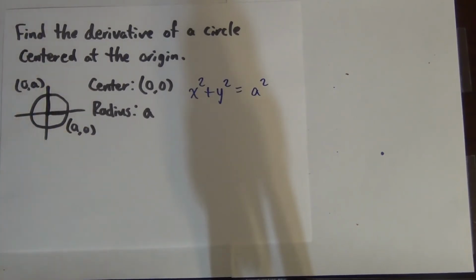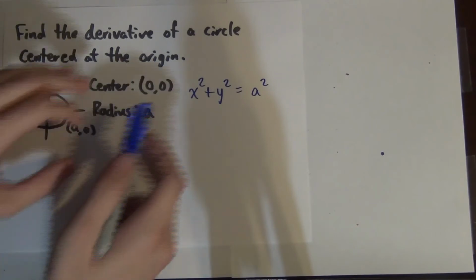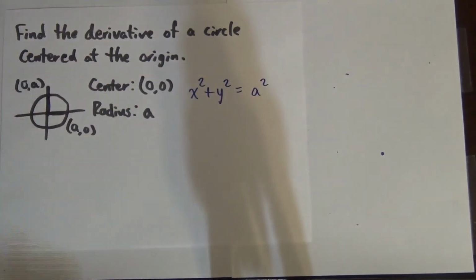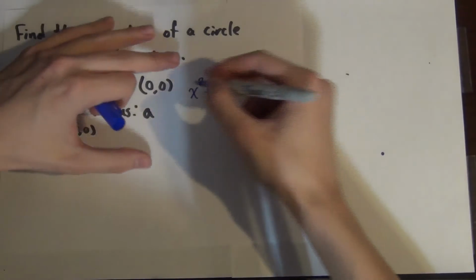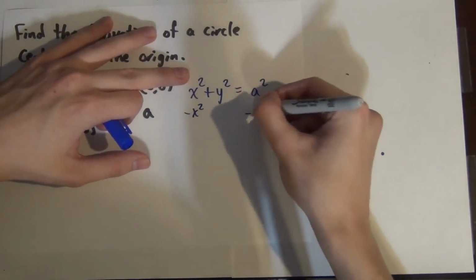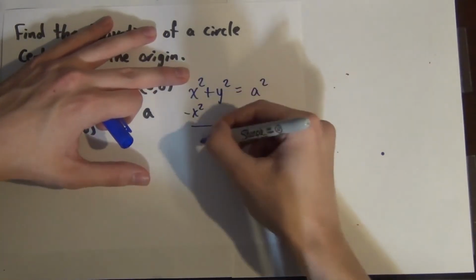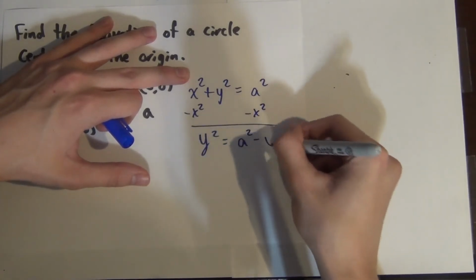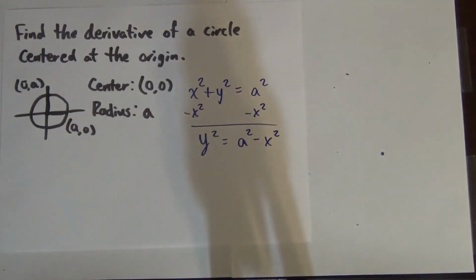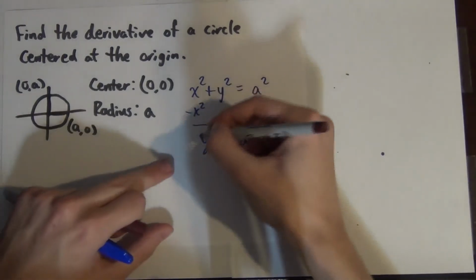Now I want to differentiate this. Well, I can't differentiate this right now because I don't have y as a function of x. So you have to algebraically manipulate this. If I wanted to do that, I would subtract x squared from both sides. I'd get y squared equals a constant, a squared minus x squared. And then lastly, I take the square root of both sides.